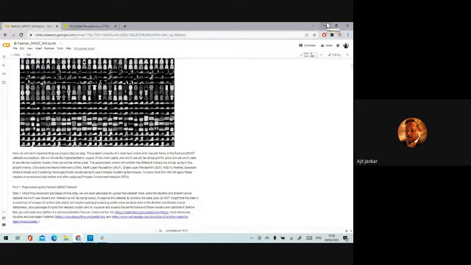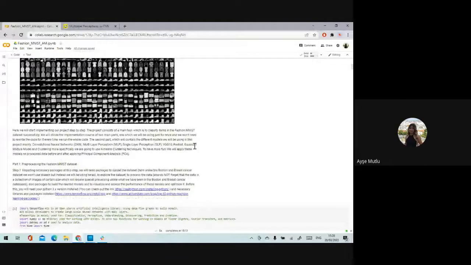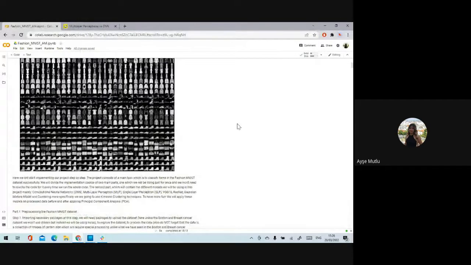Okay, you should be able to see the screen. Can you see the screen? Yes. Okay. So again, we are back to the patient MNIST dataset. Firstly, I just want to quickly recap what we covered last week and what we're going to cover today.